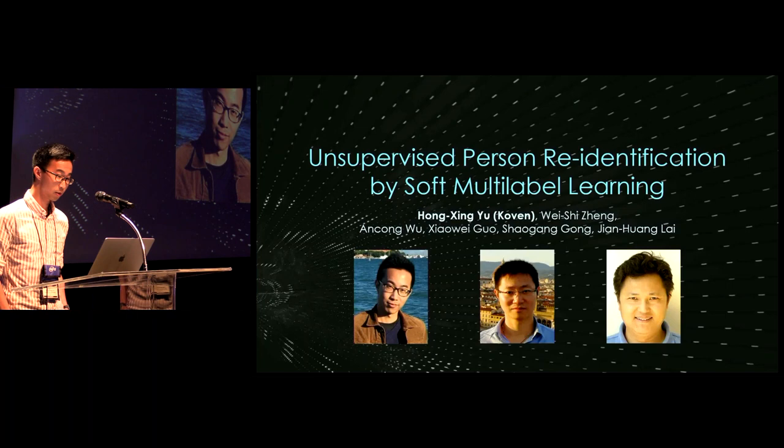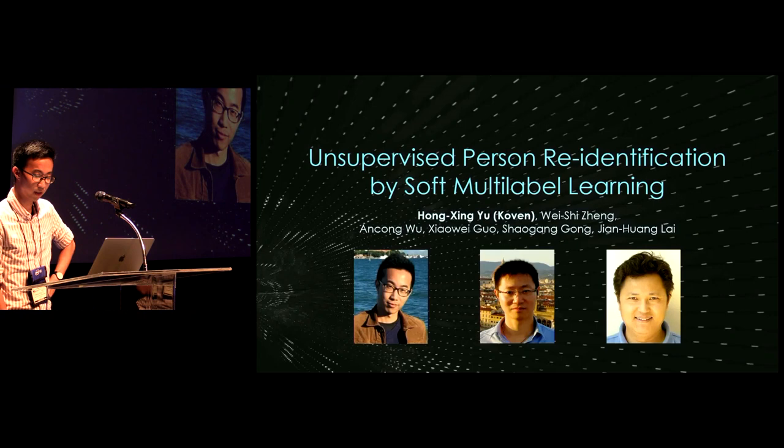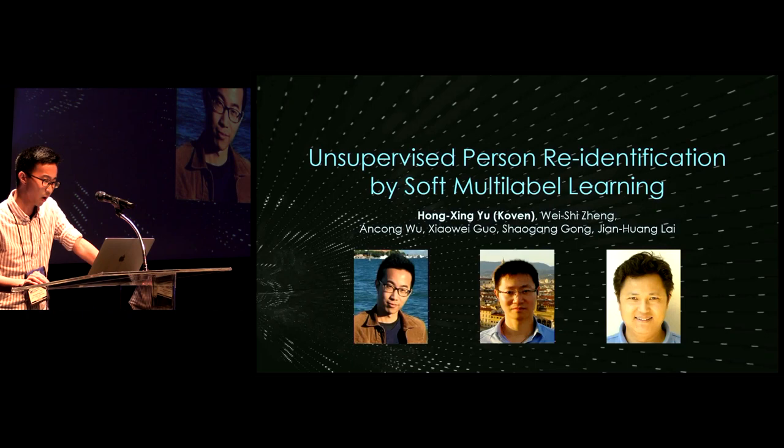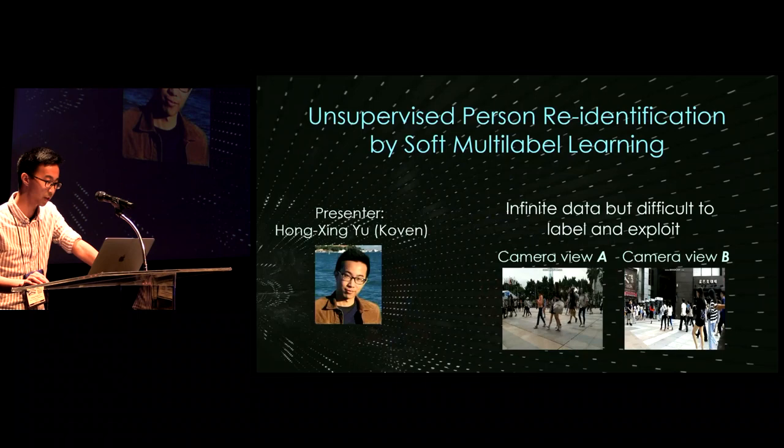Now I'm going to present our work on unsupervised person re-identification. Here, unsupervised means the target data set has no identity label. Now, person re-identification is a fundamental problem in visual surveillance to match cross-view pairs of person images.